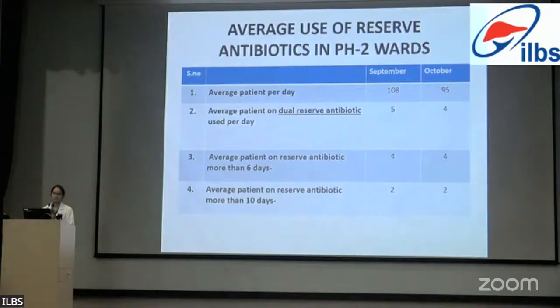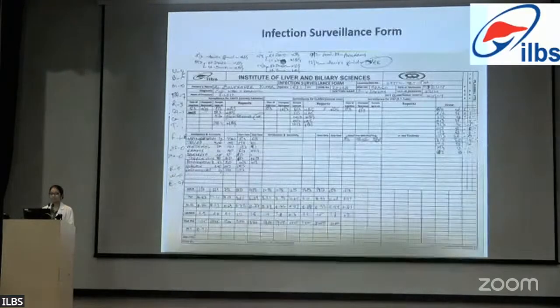Reserve antibiotic form is a good tool actually. If they fill it judiciously, then we can present it. Okay, we can use that form. There are various columns: justification of using reserve antibiotic for more than 10 days, justification of using 2 reserve antibiotics. If we get that form, we can get a better idea, but nobody's filling it. Nobody's signing it. So we have to chase the consultant faculty to sign it.